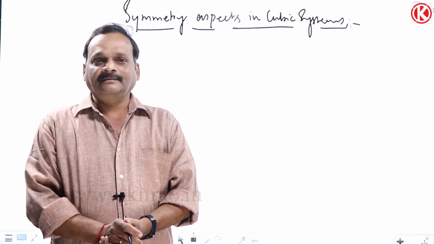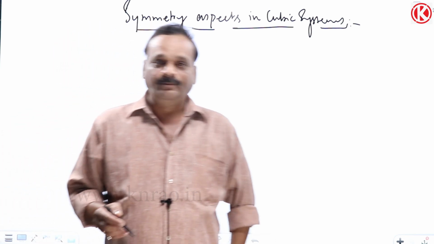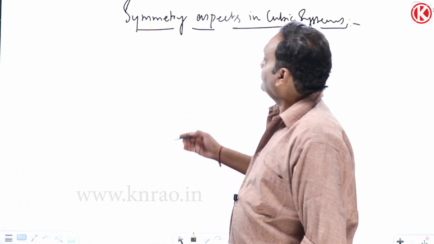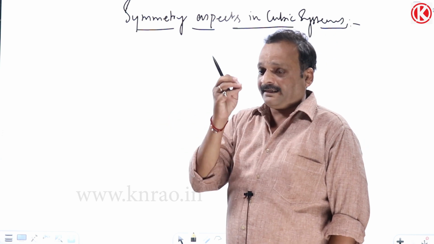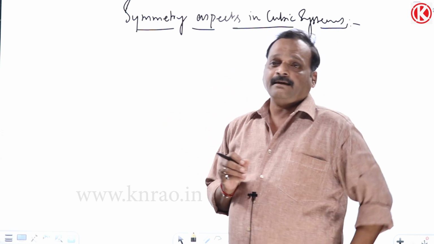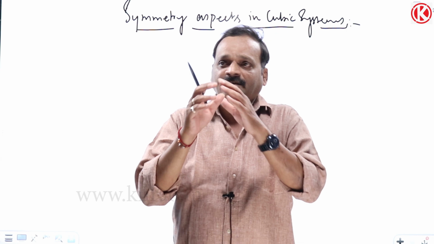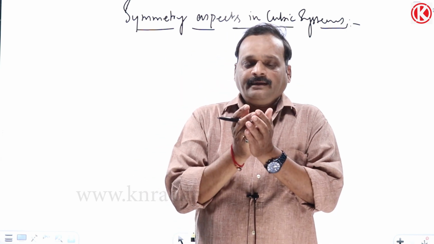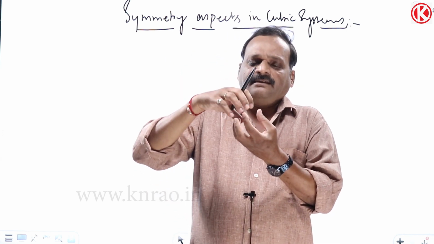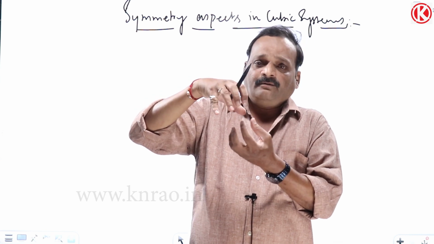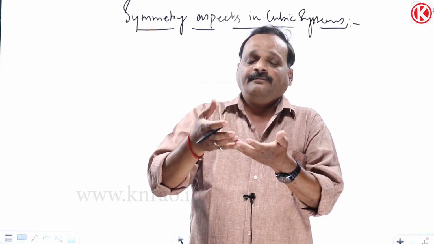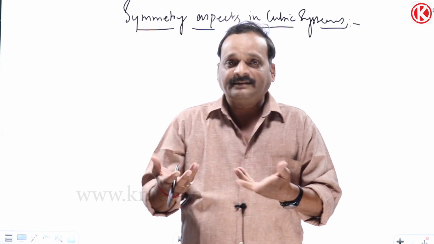Hello students, in continuation of our material science cubic systems, crystal structure, today we will see what are some symmetry aspects present in cubic crystals. Any geometric structure will have some symmetries around it, which means every structure will be symmetric in some aspects. What are those symmetry aspects? From that, what we can derive, we will see today.